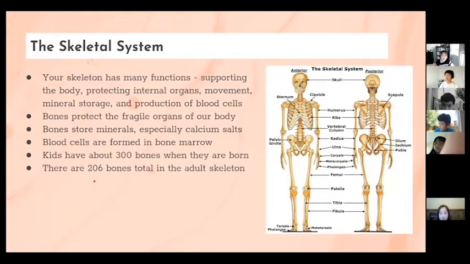Kids have about 300 bones when they are born. There are 206 bones total in the adult skeleton. Now you might be wondering, what? That doesn't make sense. How come kids have more bones than an adult does? Well, we'll talk about that too. And it starts with an O and it's called ossification.